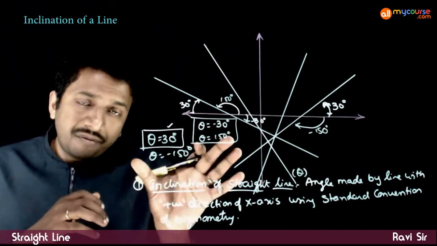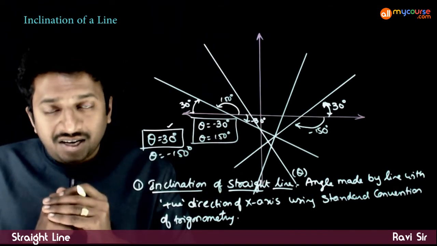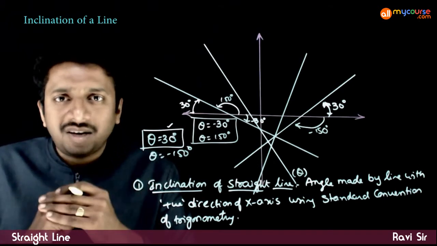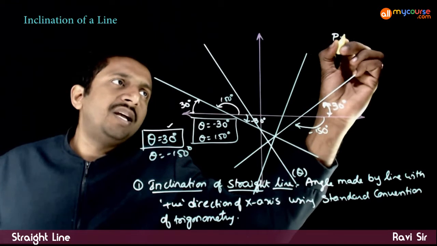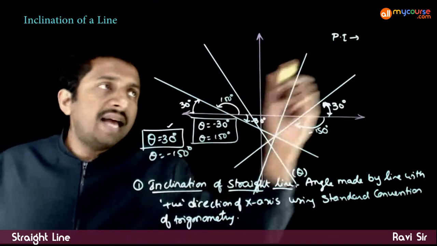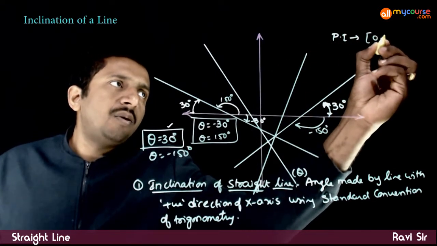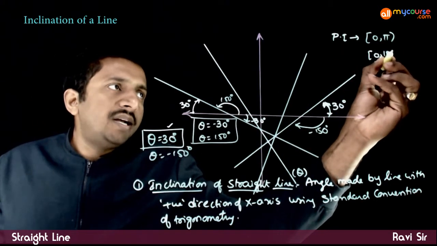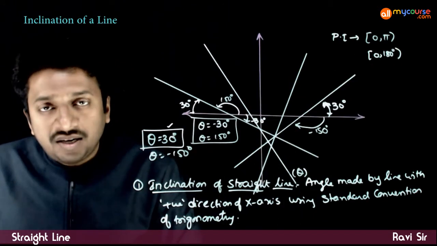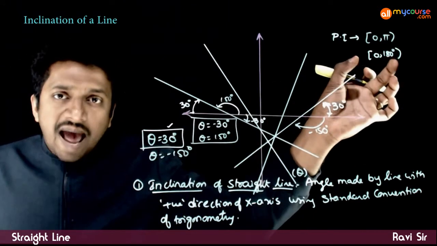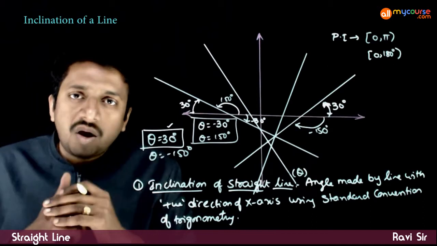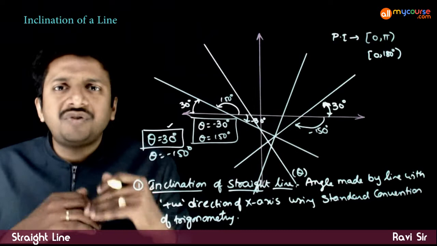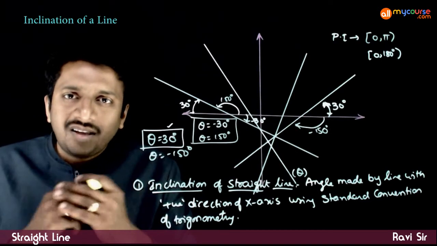Now, out of all these inclinations, there is something called the principal inclination, which we usually represent. The principal inclination, the main inclination, is the angle which lies between 0 and pi. That is 0 to 180 degrees, closed at 0 and open at 180 degrees. So the angle which lies in this interval is called the principal inclination of the straight line, and this is the inclination which we usually report.